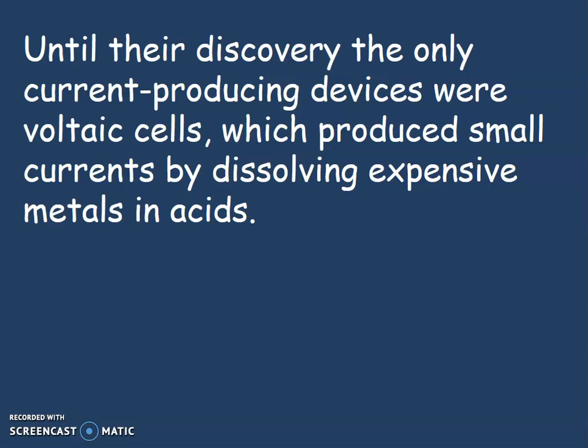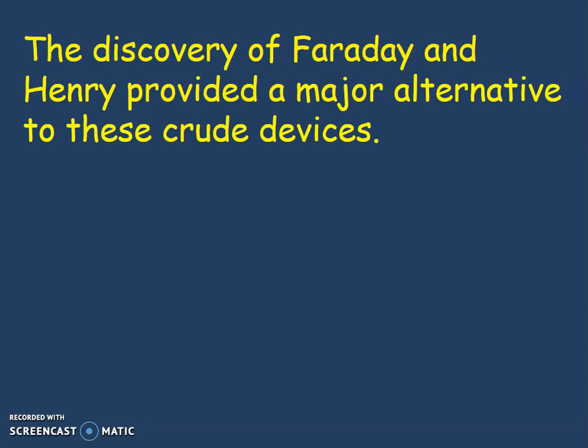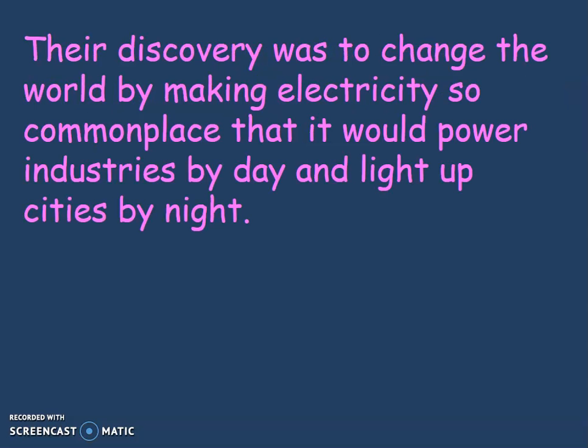Until their discovery, the only current producing devices were voltaic cells, which produce small currents by dissolving expensive metals in acids. So you had to keep putting more acids in there. These were the forerunners of our present-day batteries. The discovery of Faraday and Henry provided a major alternative to these crude devices. Batteries can't produce a whole lot of power or a whole lot of current. Their discovery was to change the world by making electricity so commonplace that it would power industries by day and light up cities by night.